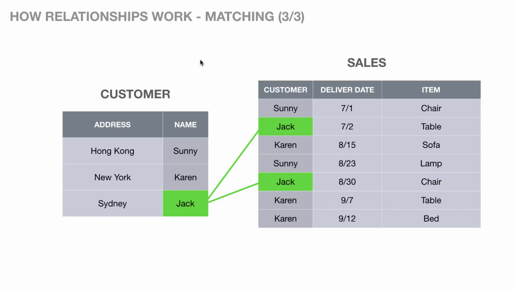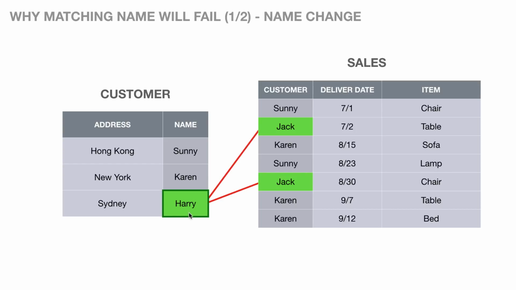The first problem is that, let's say Jack decides to change his name to Harry, like this. Now the computer will look at this record, Harry, and try to find a related record in sales by looking into the customer that matches with Harry. And as you notice, the name doesn't change on the other side, so it will not be able to match correctly. And this is only the first problem.